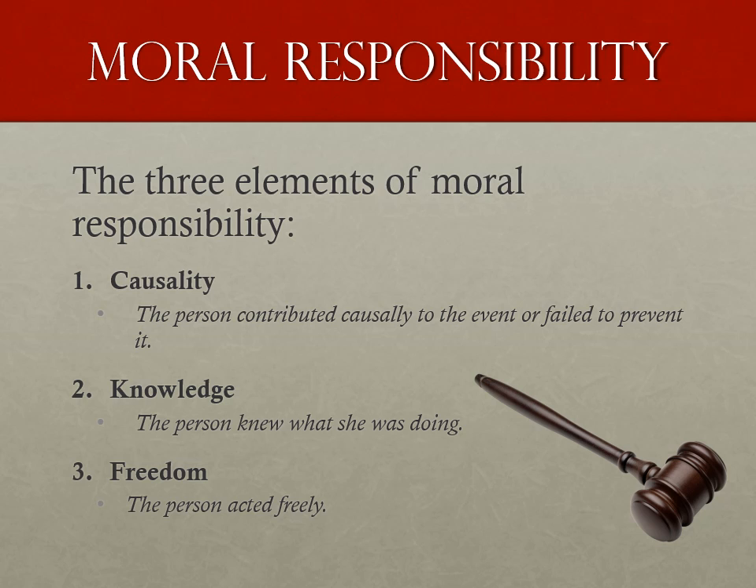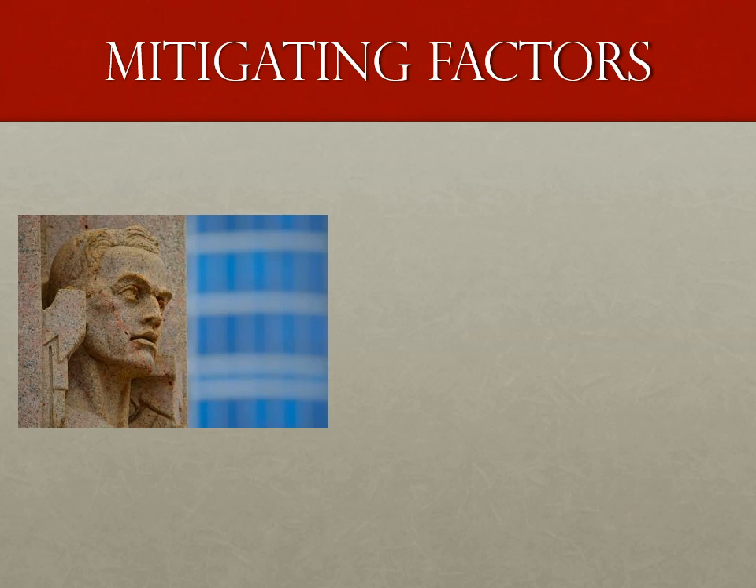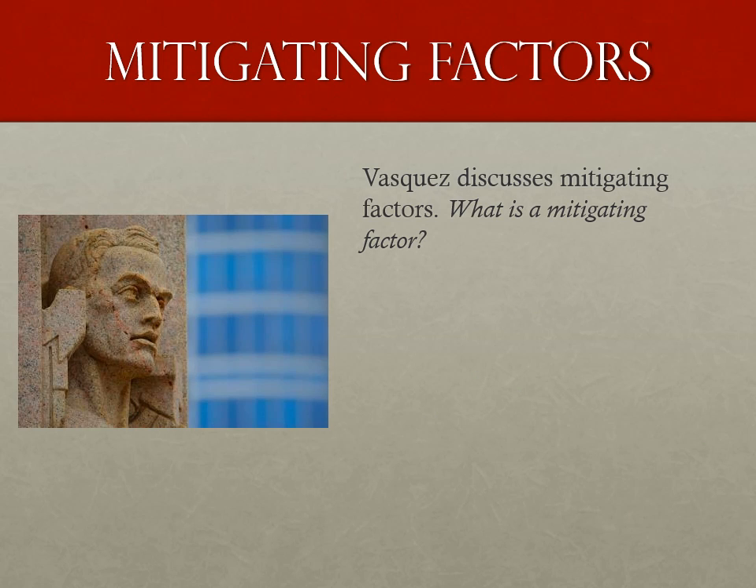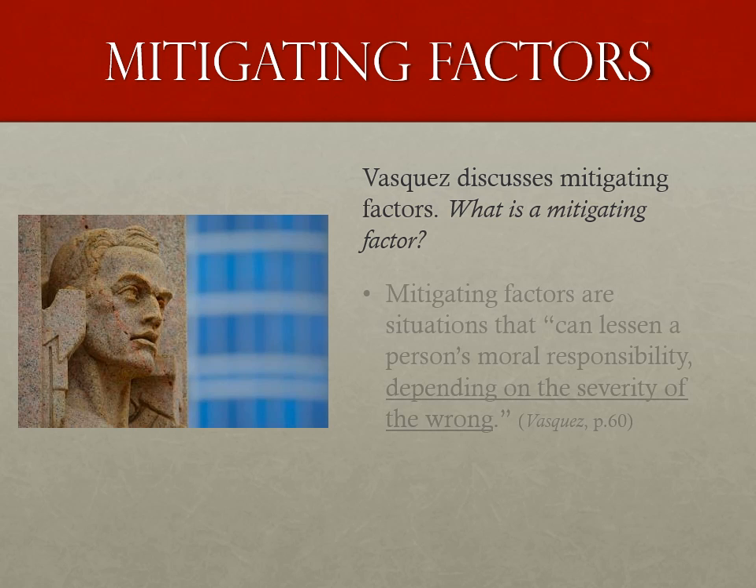However, I could be in a situation in which I have causality, knowledge, and freedom, and yet my moral responsibility might be reduced somewhat. Velasquez discusses a number of mitigating factors in the text. What is a mitigating factor? A mitigating factor is a situation that can lessen a person's responsibility for an event, depending on the severity of the wrong. So there could be some feature of the situation that doesn't totally take away someone's moral responsibility, but does lessen it to a degree.